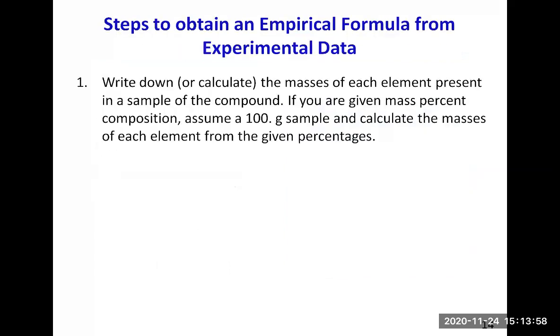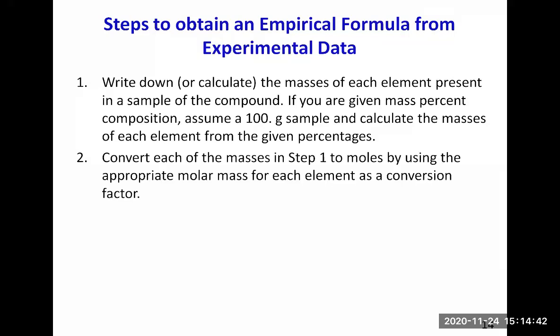So the steps to obtain an empirical formula from the experimental data is first, you write down or calculate the masses of each element present in a sample of the compound. For example, we were given the 3 grams of hydrogen and 24 grams of oxygen. But sometimes you can be given the mass percent composition only. And so for this, you will assume you have a 100 gram sample of the compound. And then you will calculate the masses of each element from the given percentages. So you transform the percentages into masses in grams for 100 grams of the whole compound.